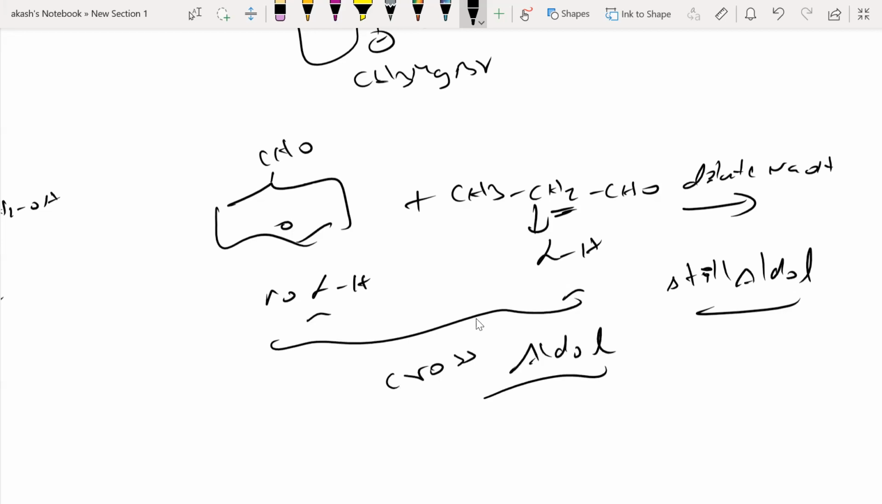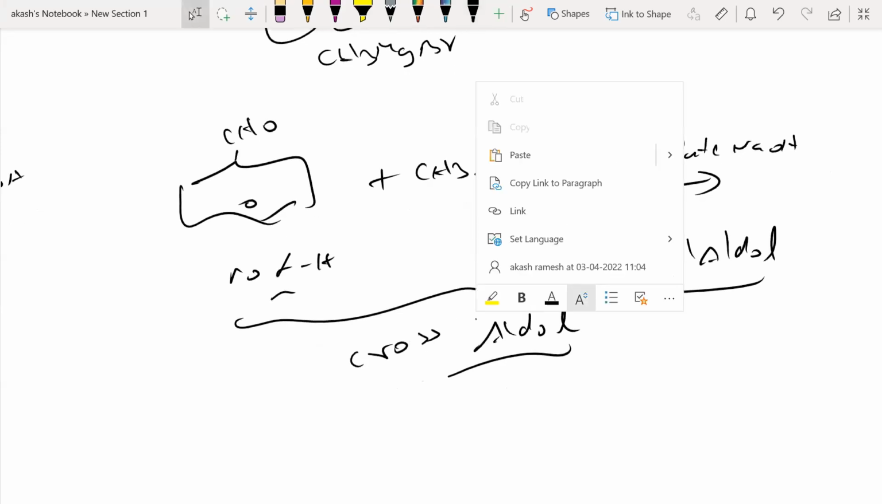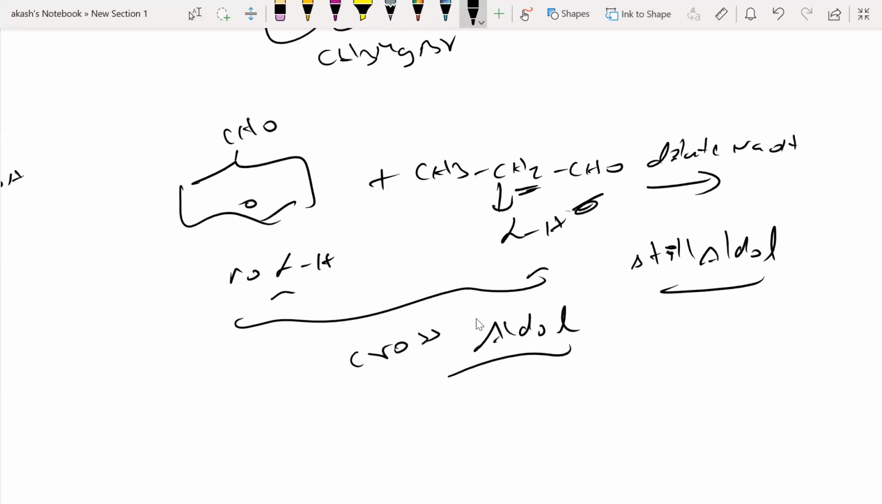Because in general, in aldol condensation, we use 2 moles of the same aldehyde or the same ketone. But if I use two different aldehydes or ketones, that is going to be called a cross-aldol reaction. Now, people, the mechanism here is very, very important. If you don't know the mechanism of aldol condensation, I am so sorry, you will not be able to answer this question.